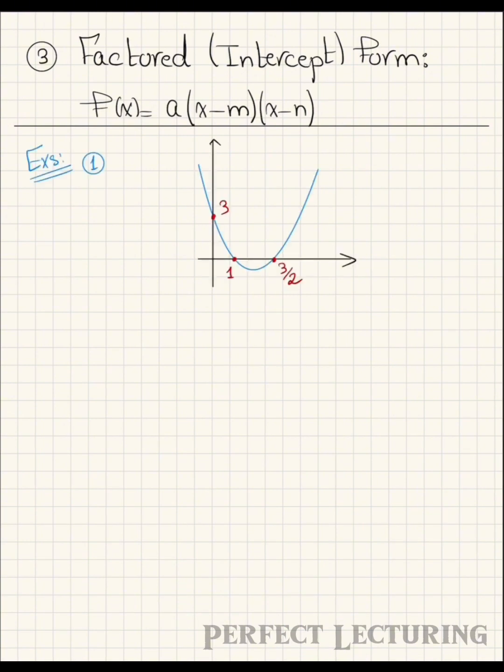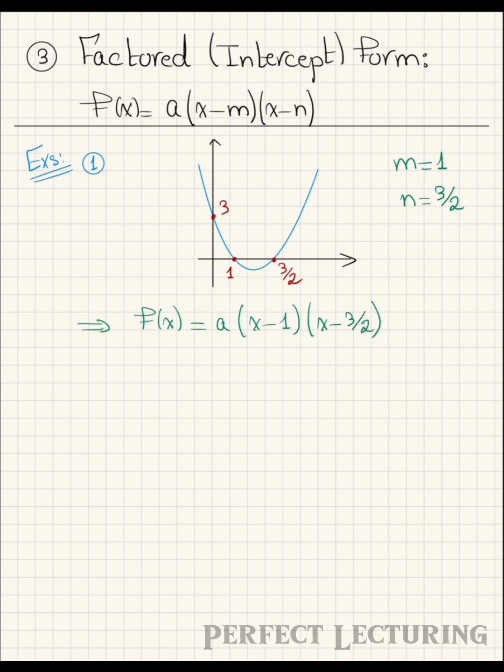Let us consider this parabola which intersects the x-axis at x equal to 1 and x equal to 3 over 2. This means that m is equal to 1 and n is equal to the other x-intercept, which is 3 over 2. So f of x becomes a into x minus 1 into x minus 3 over 2. What is left is to find a.